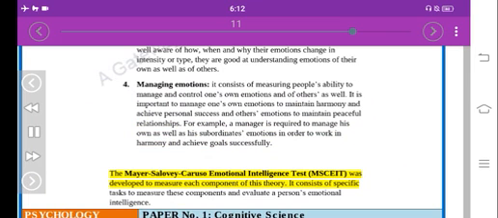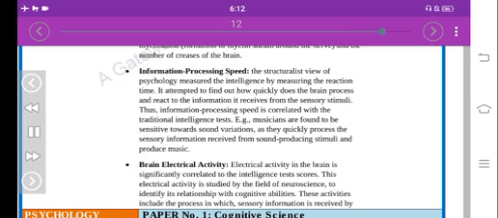The Mayer-Salovey-Caruso Emotional Intelligence Test (MSCEIT) was developed to measure each component of this theory. It consists of specific tasks to measure these components and evaluate a person's emotional intelligence.